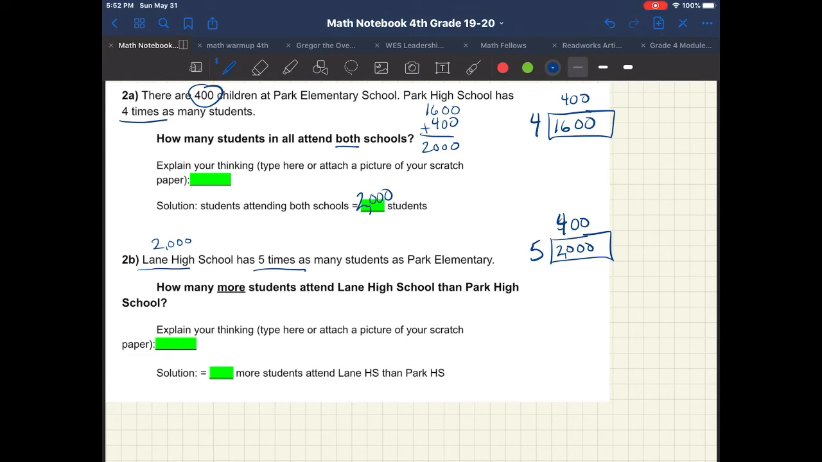How many more are at Lane than Park? So Lane had 2,000, Park had 1,600. There we go. Subtract, and we get 400. So 400 more attend Lane High School than Park High School.